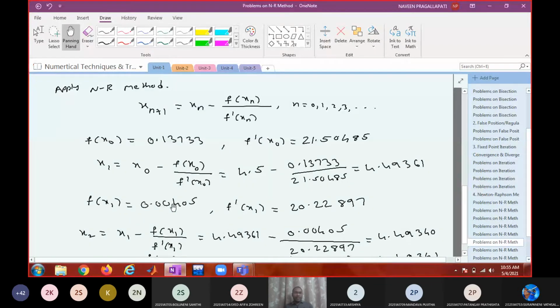You may store f of x1 value in a variable b, f dash of x1 value in a variable c, so that in your calculator you just have to use a minus b divided by c. And again the last obtained value you store in the variable a again, so that calculations will be easier to do.